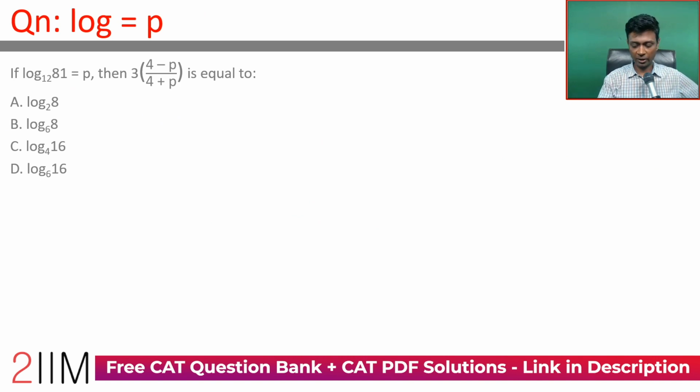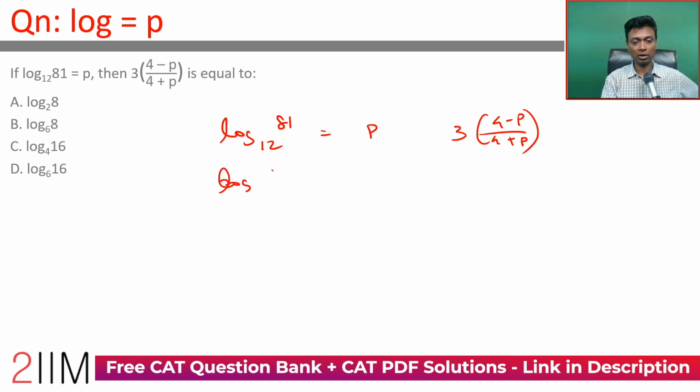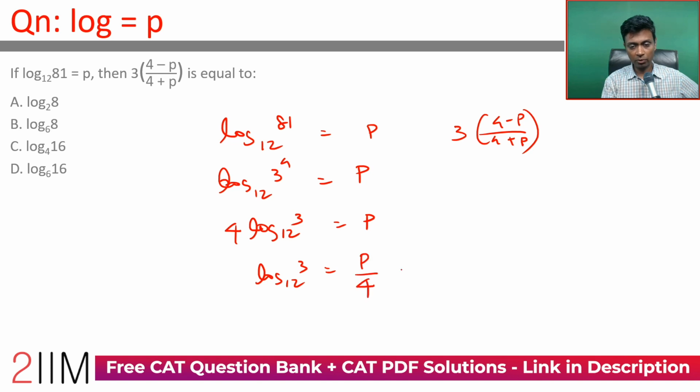So let's discuss this seriously. So log 81 to the base 12 is p. Then we need 3(4 − p)/(4 + p). Log 3^4 to the base 12 is p, so 4 times log 3 to the base 12 is p, or log 3 to the base 12 is p/4. A big question. We've got something in terms of p. We can get p in terms of logarithms and then simplify.